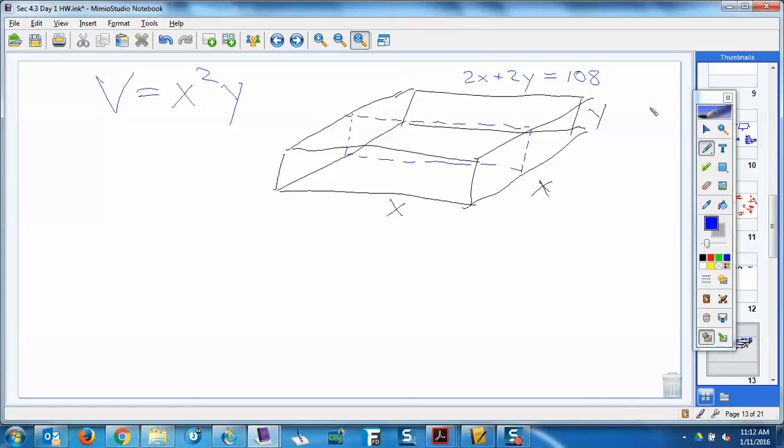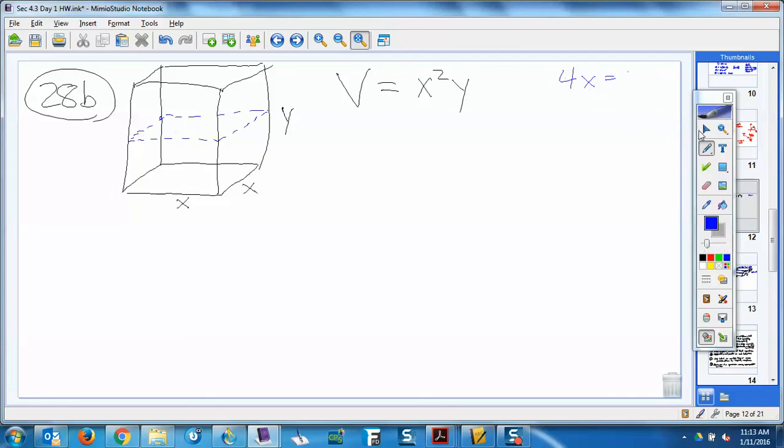Longest side plus the girth. Longest side plus the girth. So on this one, what's the long side? X. X plus the girth. So this would be 3x plus 2y equals 108. Right? And on this one, it would be 4x, the girth, plus the long side, which is y, equals 108.